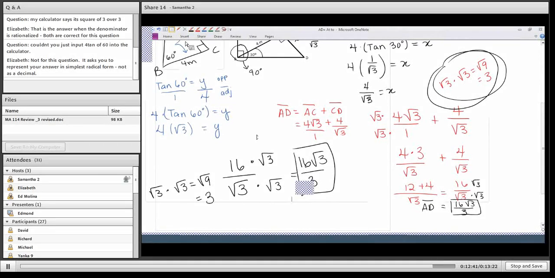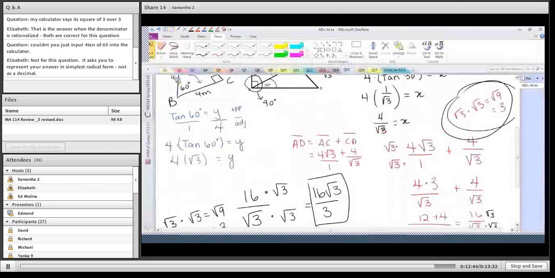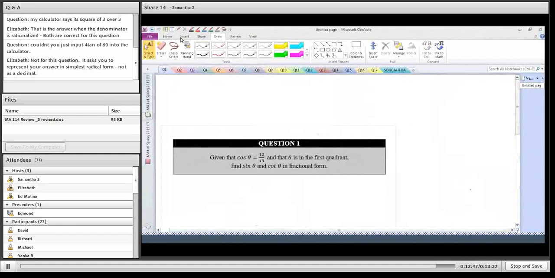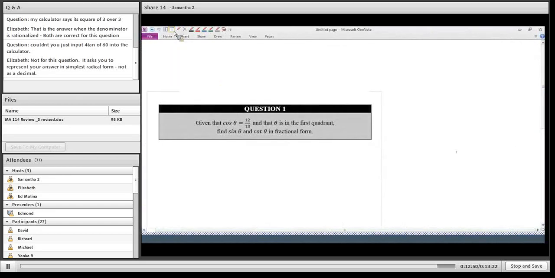All right, so moving on to question 1. Given that cosine of theta is equal to 12 over 13 and that theta is in the first quadrant, find sine of theta and cotangent of theta in fractional form. So they tell us that theta is in the first quadrant. The first thing that I would do here is I would draw my 4 quadrants, and identify the 4 quadrants. First, second, third, and fourth.